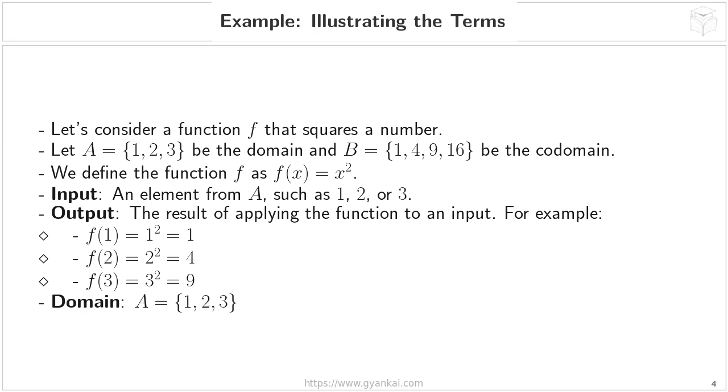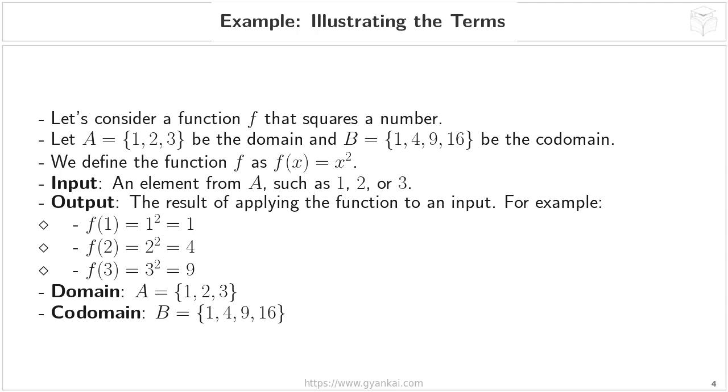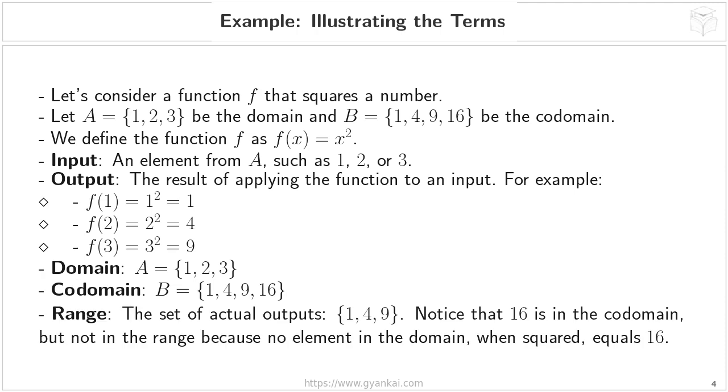Now let's recap the domain and codomain. The domain is still 1, 2, and 3. The codomain, B, remains 1, 4, 9, and 16. Finally, let's determine the range. The range is the set of actual outputs we obtained. Looking at our calculations, the outputs were 1, 4, and 9. Therefore, the range is 1, 4, and 9.